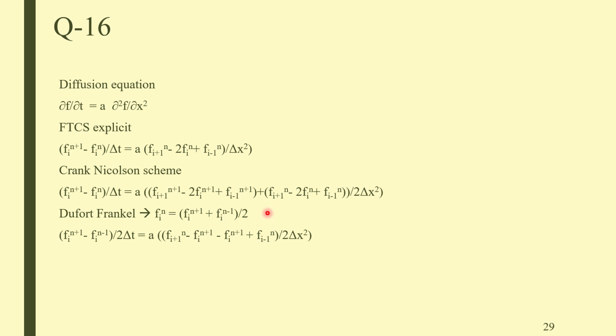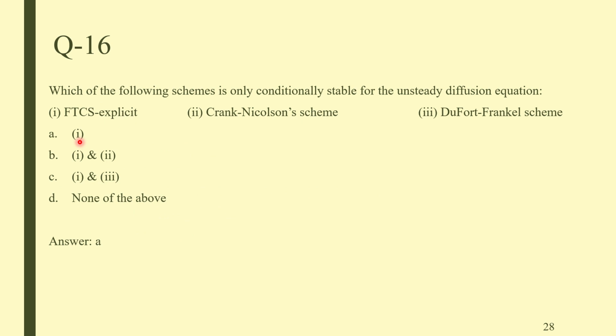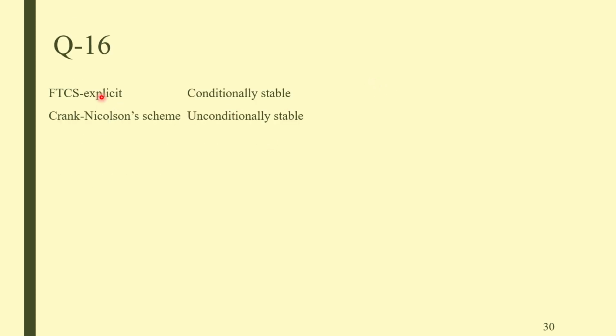So these are implicit schemes where we would be solving for the present time step as well. So the solution would not vary much with the time step for implicit schemes like Crank-Nicolson and Dufort-Frankel. So they are unconditionally stable. However, forward time central space, this particular equation, is conditionally stable. So the answer is option A, that is 1 alone is the right answer. FTCS is conditionally stable, whereas these are implicit schemes. The possibility for unconditional stability is there. So FTCS is conditionally stable, and Crank-Nicolson and Dufort-Frankel schemes are unconditionally stable.